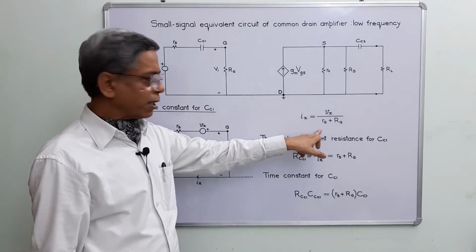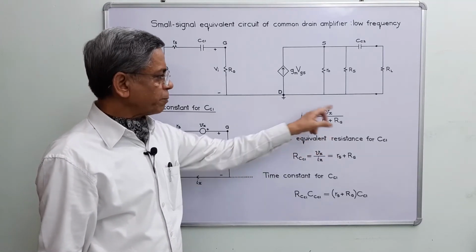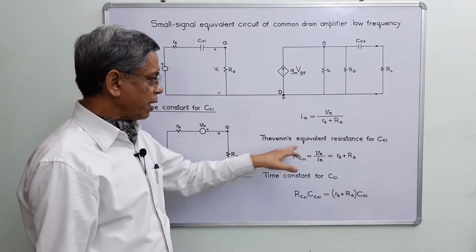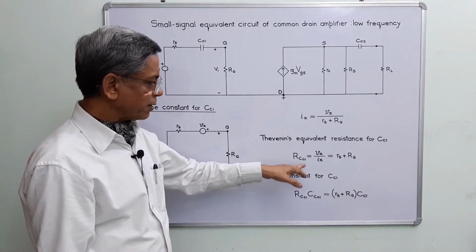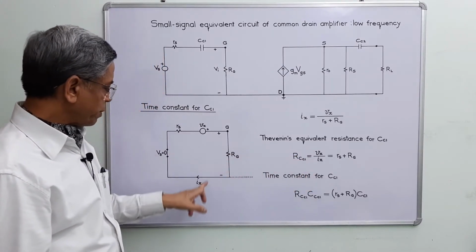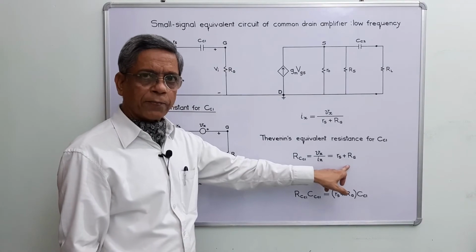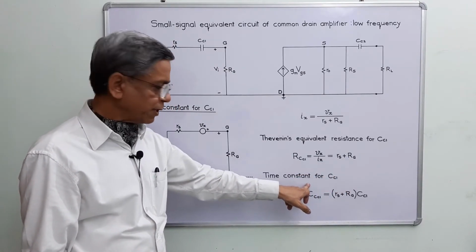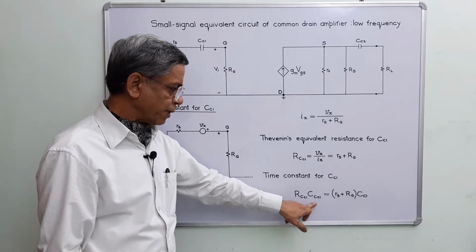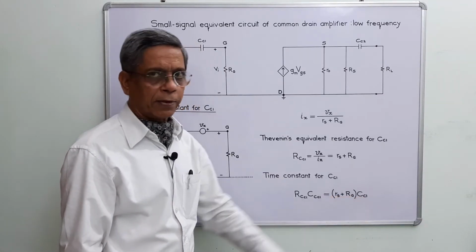divided by total resistance Rs plus Rg. From this expression, we can write the Thevenin equivalent resistance for CC1, and this is equal to R_CC1, this is Vx by Ix, that is Rs plus Rg. And now you can write the time constant for this capacitor CC1, that is R_CC1 times CC1, Rs plus Rg into CC1.